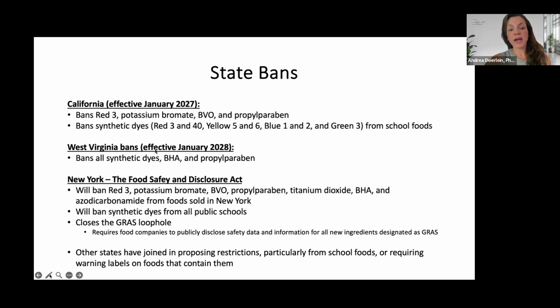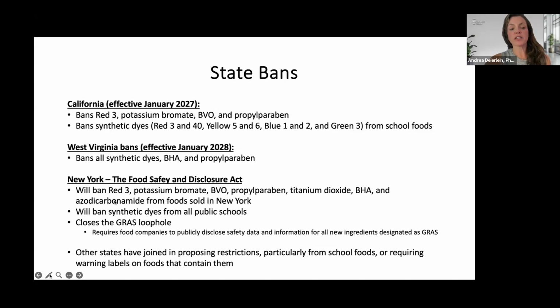Similarly, West Virginia passed a ban, which is going to be effective in January 2028, banning the synthetic dyes, BHA, as well as propylparaben. And then lastly, New York does have this Food Safety and Disclosure Act.